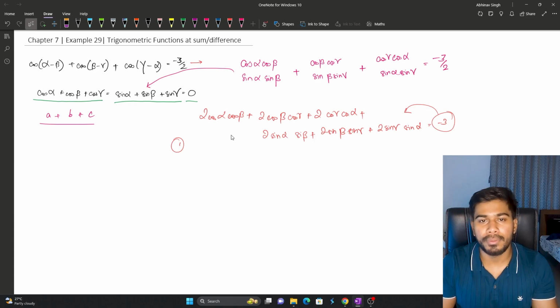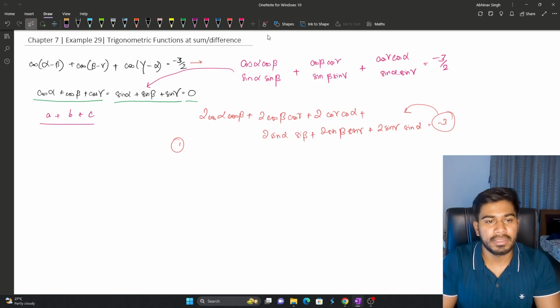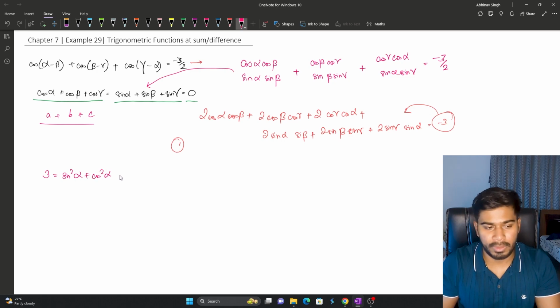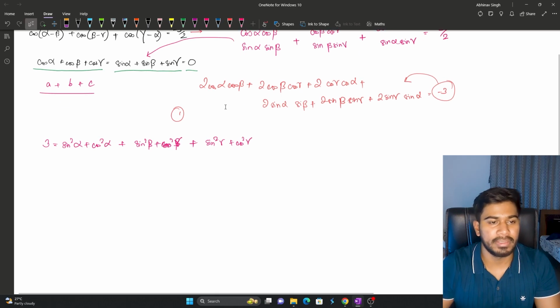Like somehow you need to have cos square alpha plus cos square beta plus cos square gamma plus sin square alpha, sin square beta, sin square gamma. So why not use this 3? How? Shift that 3 to the left hand side. Now you can write 3 as sin square alpha plus cos square alpha, which is 1, then sin square beta plus cos square beta, which is 1, plus 1, 2, and then sin square gamma plus cos square gamma, right?